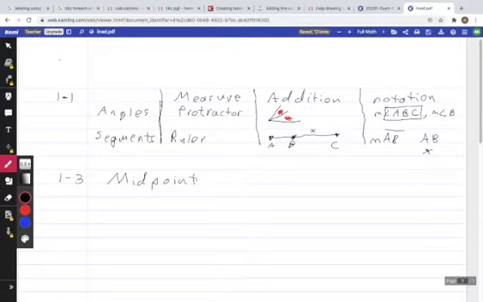Now, midpoint has a formula which is not that bad to remember. You can remember it two ways. Either the average of x, comma, the average of y, or we can remember it as x1 plus x2 over 2, comma, y1 plus y2 over 2.